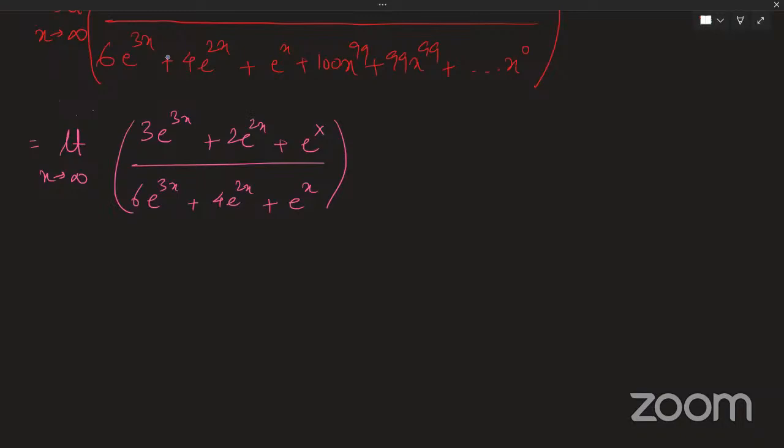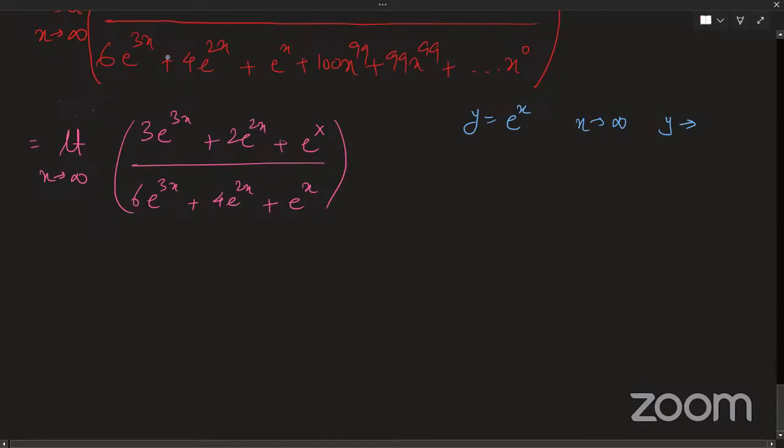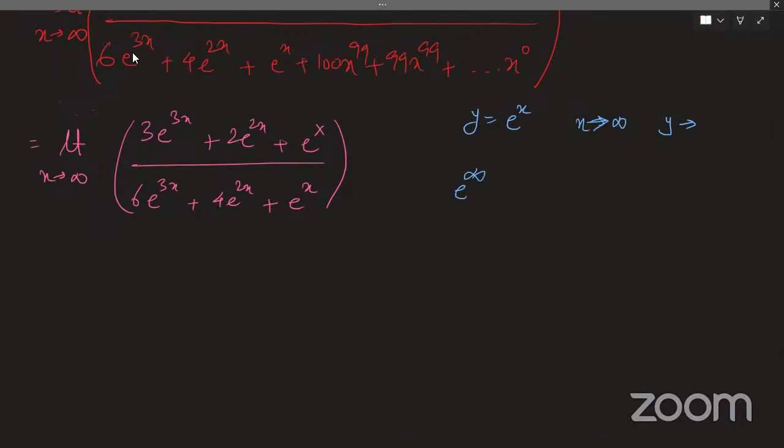It is possible. I'll just tell you how. See, I'll assume a variable y that is e raised to x. Fine. So tell me, if x is tending to infinity, where is y tending to? Zero? No, it is e raised to x. Think again. X is tending to infinity. E raised to infinity. What will it be? Infinity, correct. E raised to infinity will be infinity only, right?